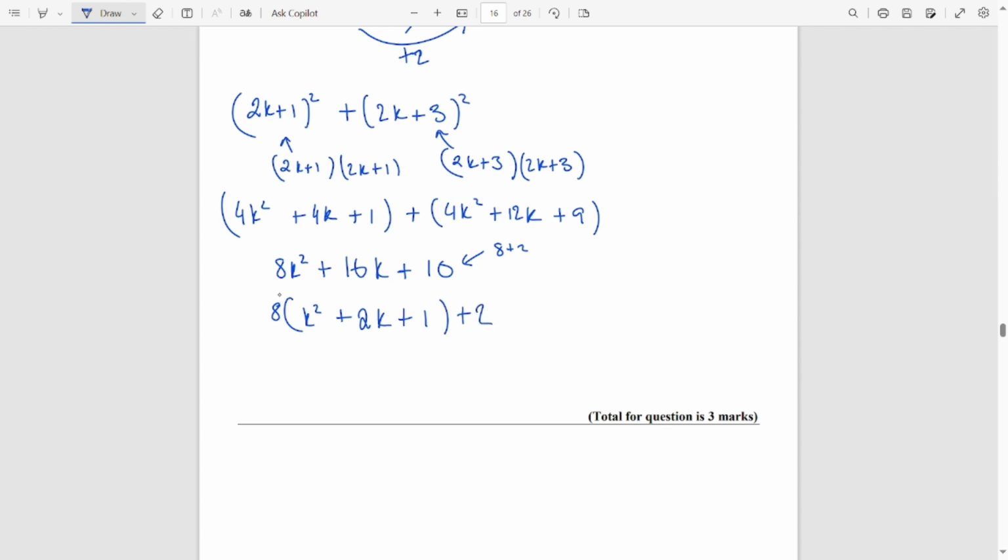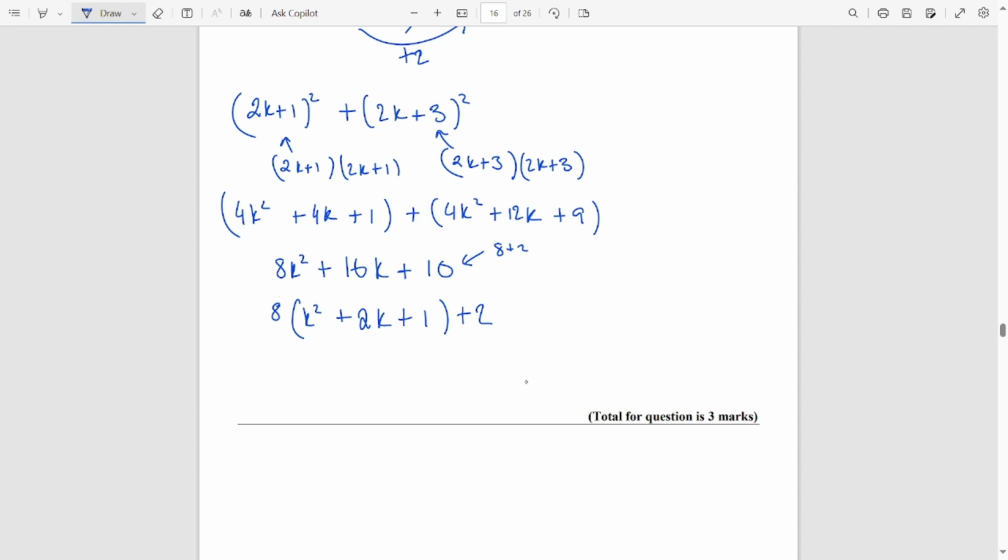Yes, and you can just expand this back out just to check what happens when you expand. Well, you would get 8k squared, that's the same as this, 16k there, that's the same as that. And then this would be plus 8, and then you'd have this extra 2 on the end, which would bring you up to the 10. So we've factorized 8 out, and we've left 2 outside. And this was pretty much proven it, right?